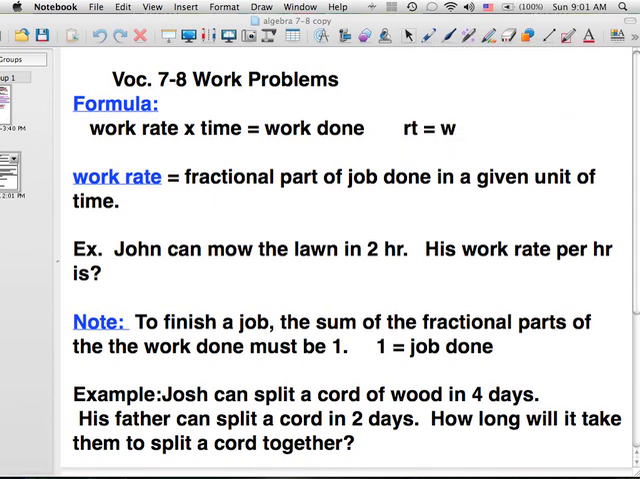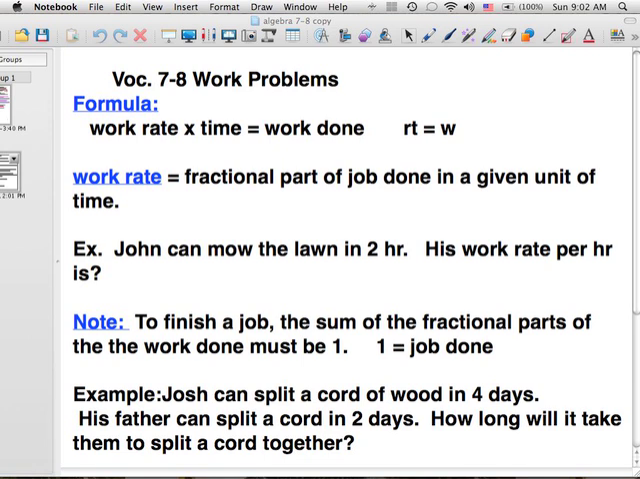In these problems, we're going to use the formula that the amount of work done, your work rate, times the time that you work, equals the total work done. So RT equals W. Your work rate is the fractional part of the job done in a given hour.